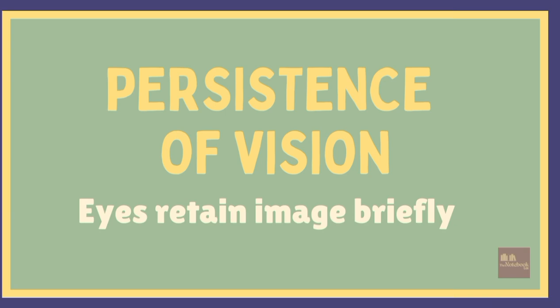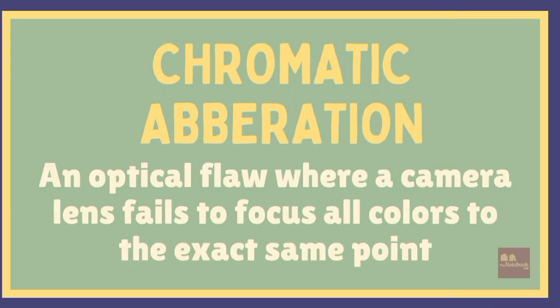This is mostly used in your shutter. Okay. Next there is chromatic aberration, as we discussed in the lens. It is a flaw when the camera lens fails to focus all the colors to the exact same point. So the image will become very distorted. That is called chromatic aberration.